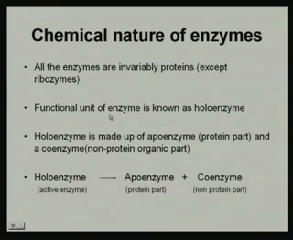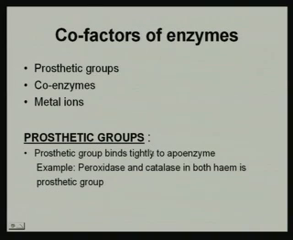The functional unit of enzyme is known as the holoenzyme. That means the functional unit is called holoenzyme. Holoenzyme is made up of apoenzyme. What is apoenzyme? This is the proteinaceous part of the enzyme, and the coenzyme is the non-proteinaceous part, which may be an organic part of this body which is not proteinaceous in nature.